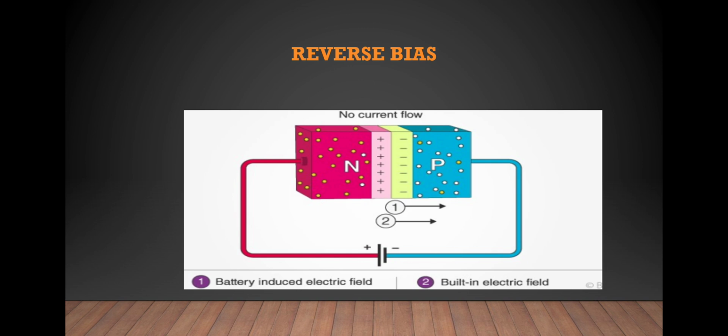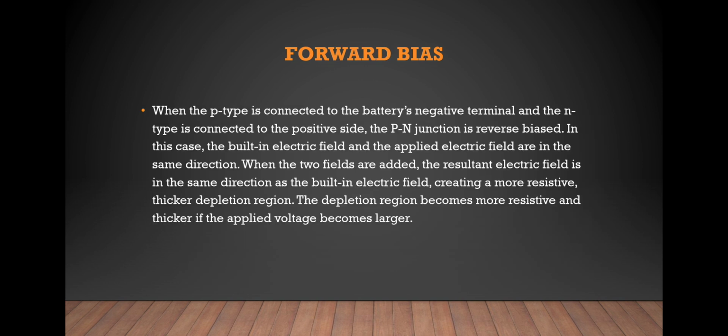Reverse biased: when the P-type is connected to the battery negative terminal and the N-type is connected to the positive side, the PN junction is reverse biased. The built-in electric field and the applied electric field are in the same direction, creating a more resistive, thicker depletion region. The depletion region becomes more resistive and thicker if the applied voltage becomes larger.